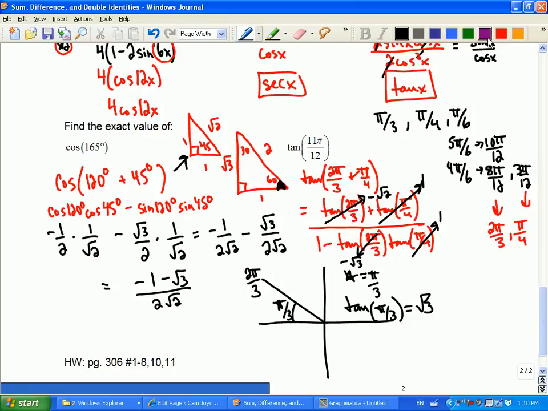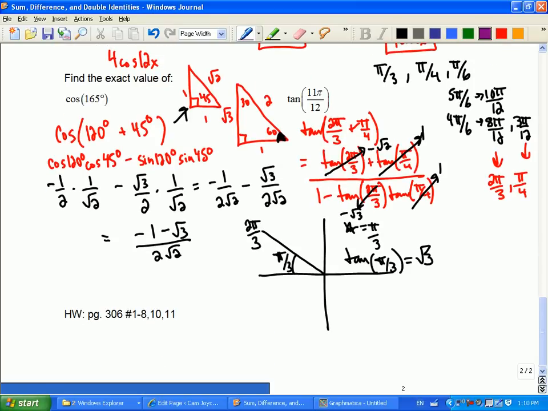Now that's incredibly messy, so let me just put together my fraction here. Negative root 3 plus 1 all over 1 minus, it'll be negative root 3, so I'll make it plus.